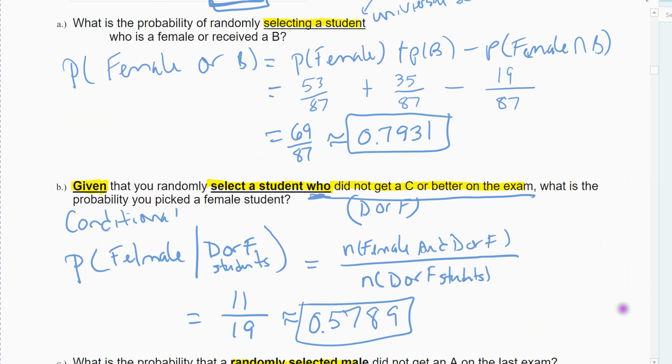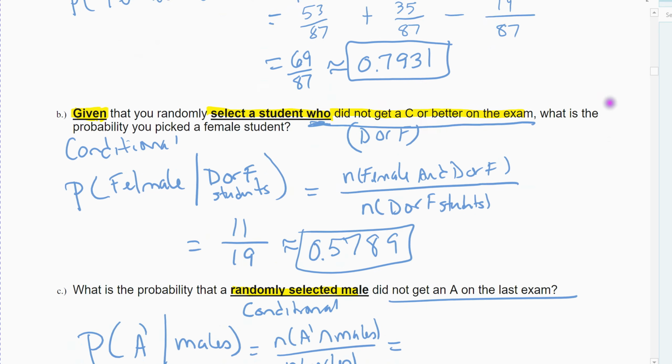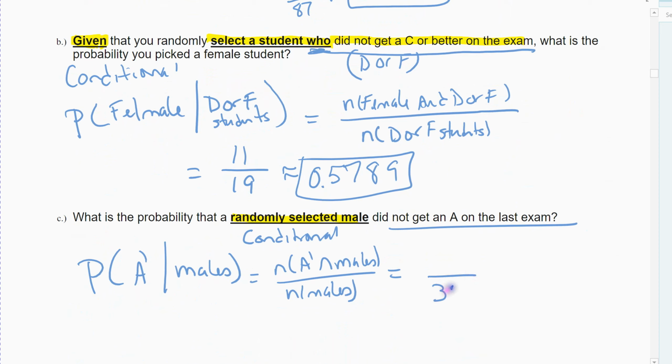Alright, so I go figure that out. So again, I'm going to narrow it down. I'm only looking at the male students, right? And so this would be my total. So there are 34 male students. So I'm only picking out of 34.